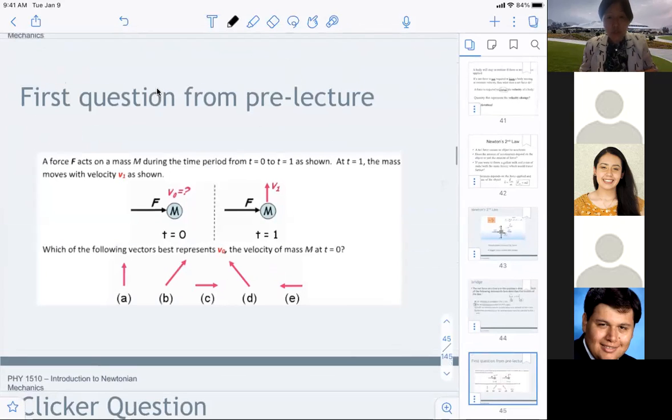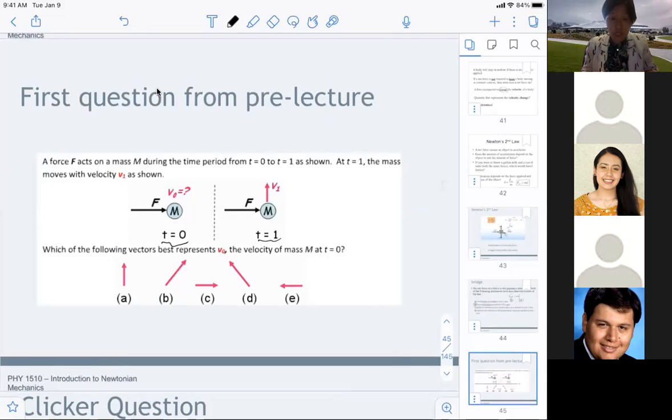One more question from the pre-lectures. This one takes a little bit more of a step than the previous one, so let's look at this together. At the initial moment, you don't really know what the velocity is, but you know there's a force applied on it. The net force is to the right. And you know that at the next second, the velocity V1 is upward, perpendicular to the force.